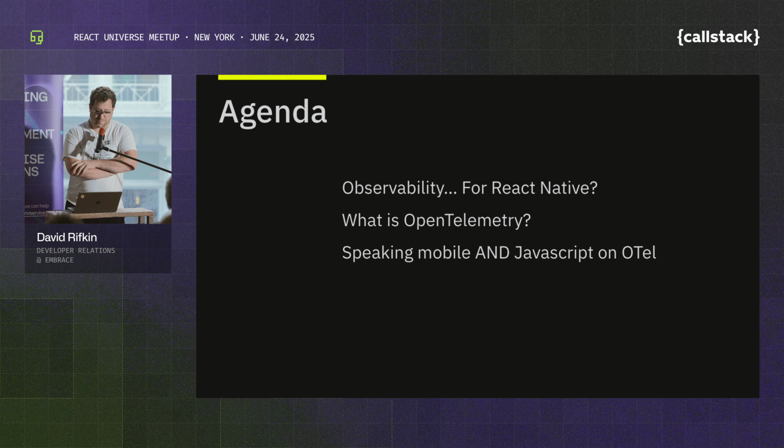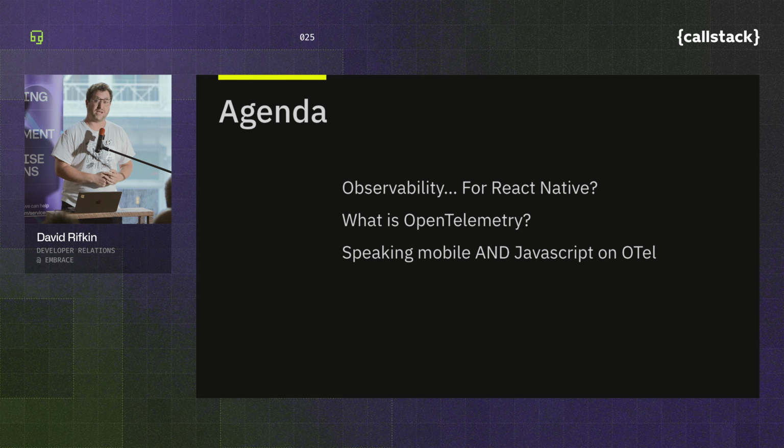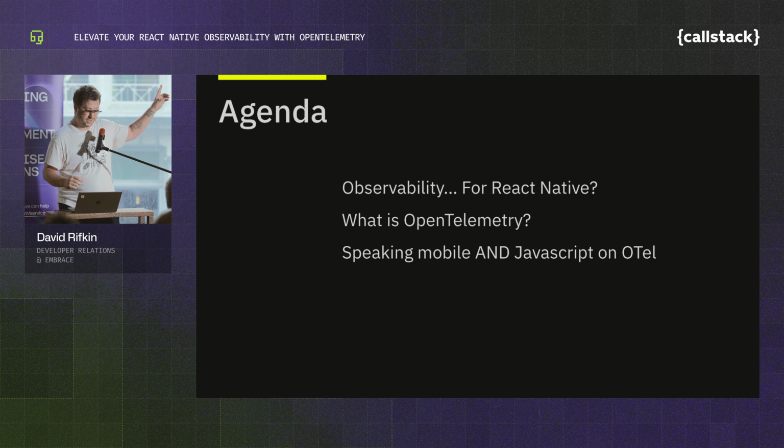Great. And then we'll talk through a shared language, the telemetry ecosystem that's emerging as the standard. It's very exciting. That's OpenTelemetry. And then we'll touch on some ways that React devs can use that standard to solve those observability problems and make sense of both native and JS layers that they're working on.